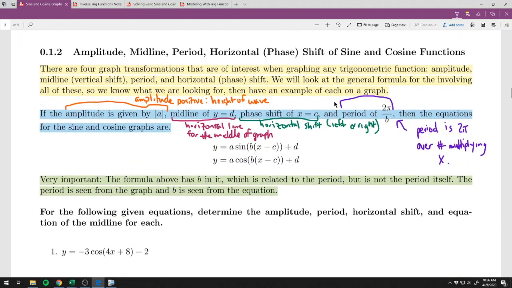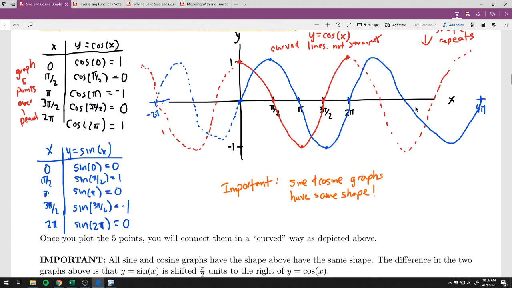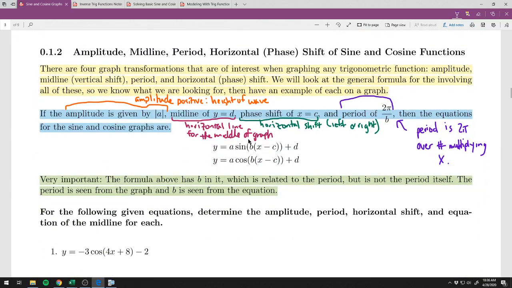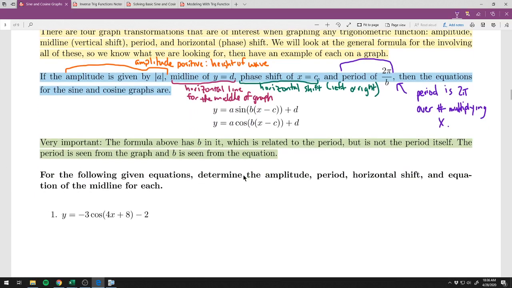But the main problem always with these things is mixing up period and the letter b. Now you can see the period in the graph, how long it takes to repeat itself. You can see b in the equation. So if you're asked the period in the equation, you've got to do some work, which we'll see. You just got to be careful when you're doing the period. All right, but that's what the letters A, B, C, and D represent and kind of what they look like visually. Once again, we'll see how C works with the actual examples here.